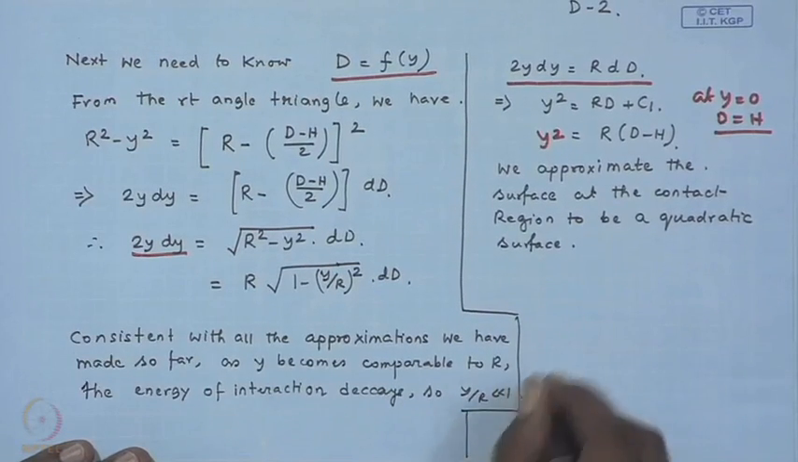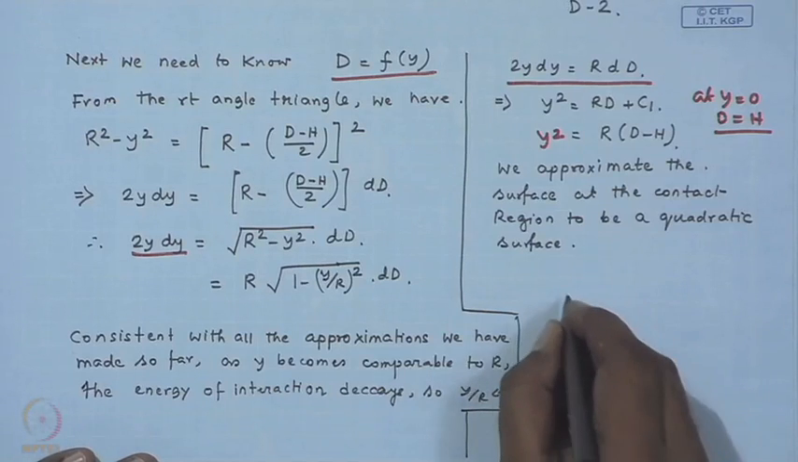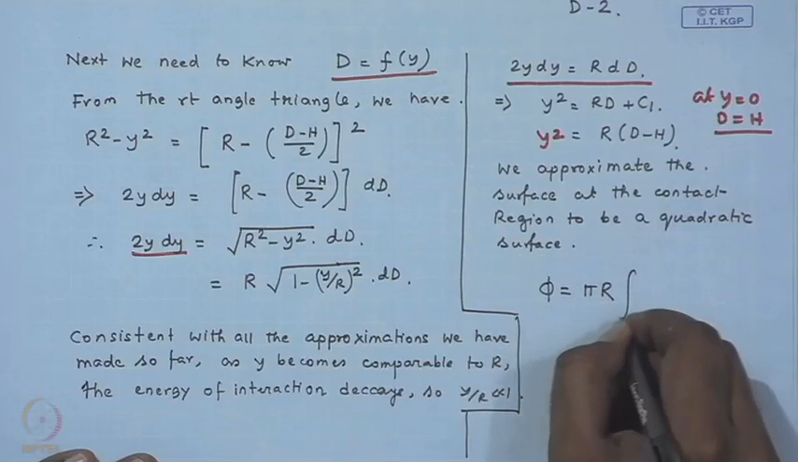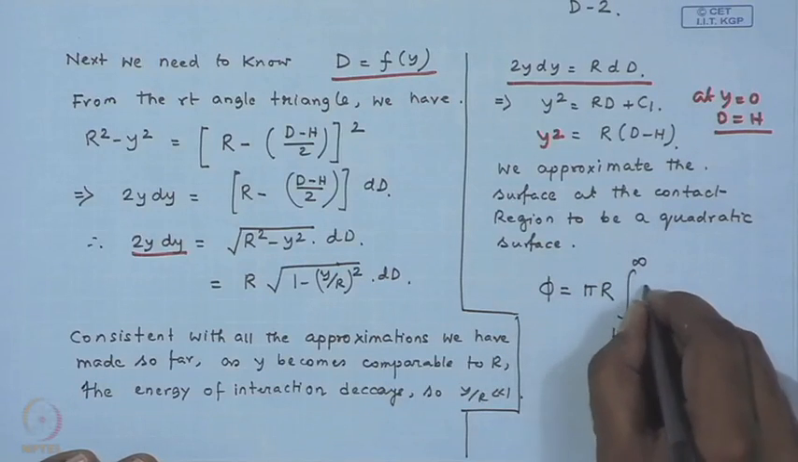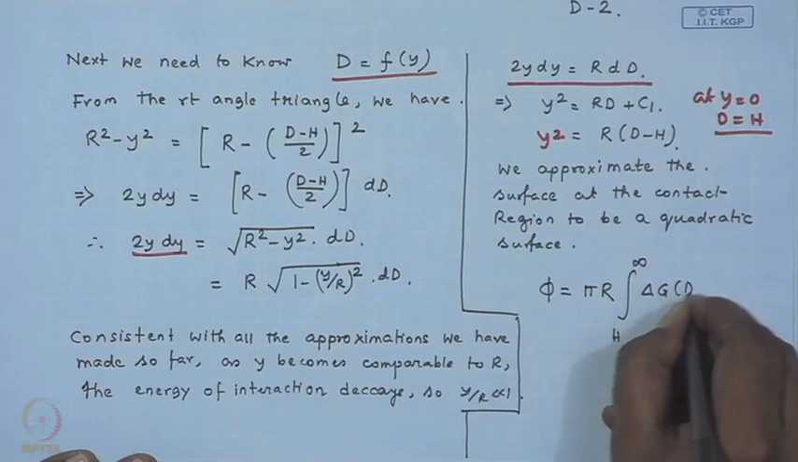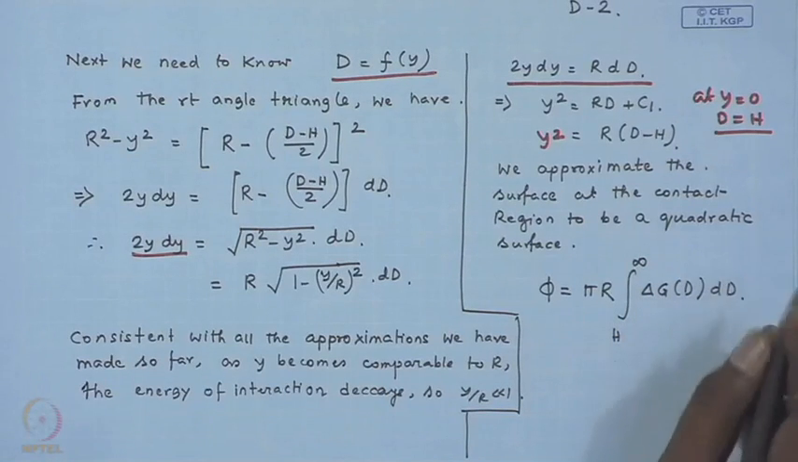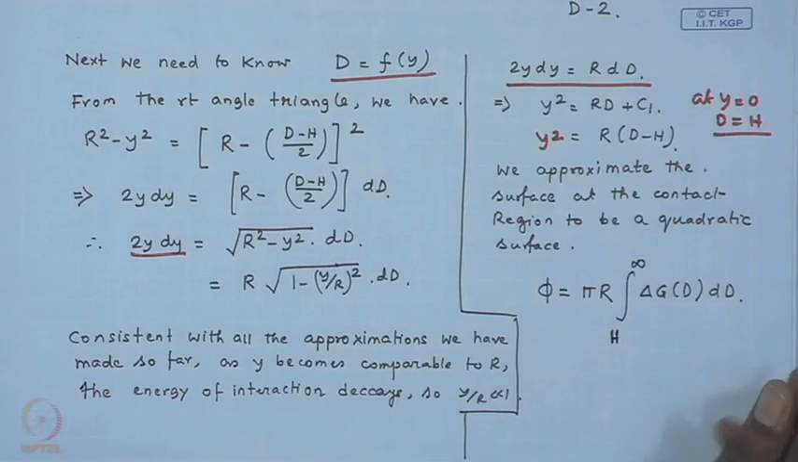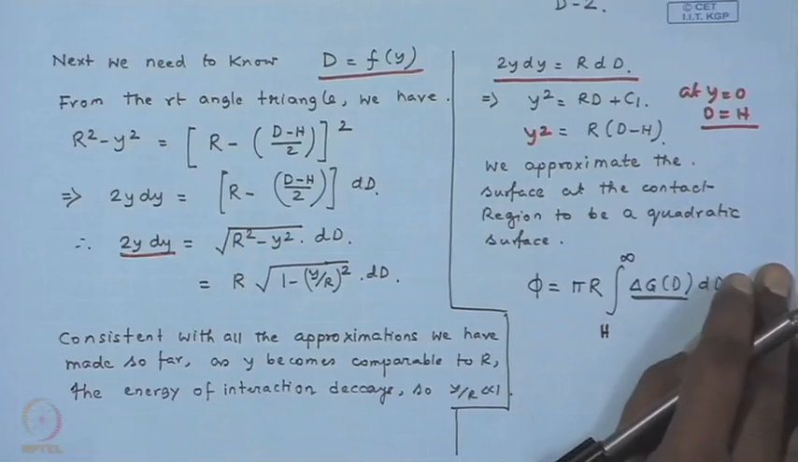What is important is the configuration of the surface near the vicinity of the point of contact, and therefore, we get phi is equal to pi r integral, d varying between h and infinity, delta g d into dd. This is a general expression, which can be valid for all types of interaction, not only limited to van der Waals interaction, once you know the nature of delta g as a function of d.